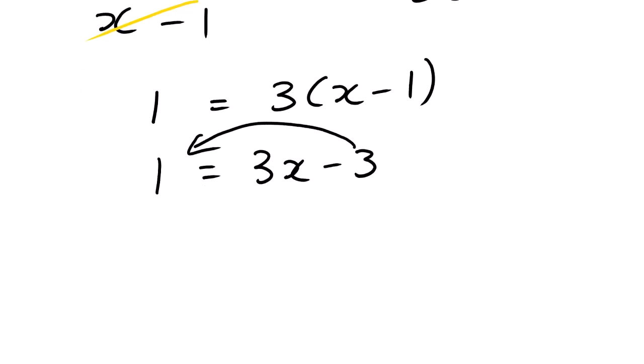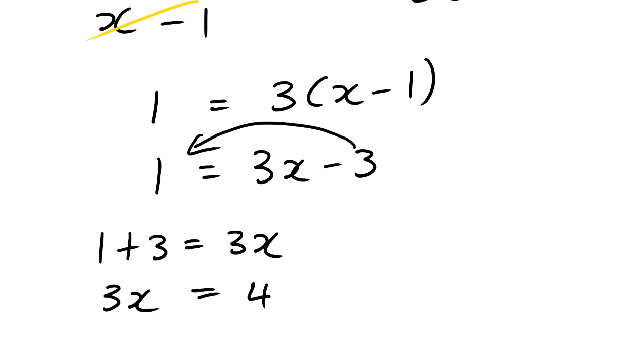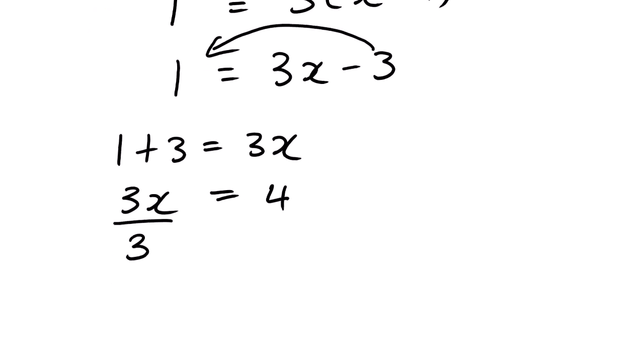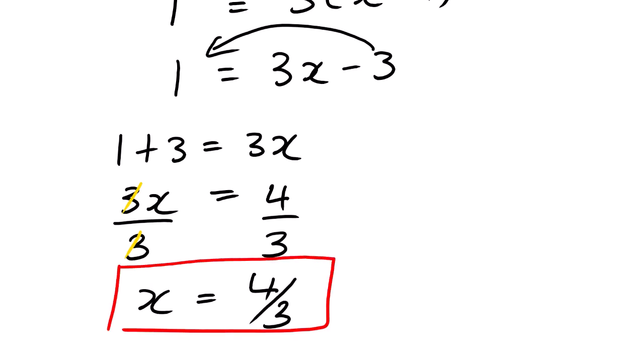So we transpose this to the other side. We have 1 plus 3 equals 3x. Then 3x equals 1 plus 3, which is 4. So we divide both sides by 3. This will result into 1. We have x equals 4 over 3. So this is our actual answer.